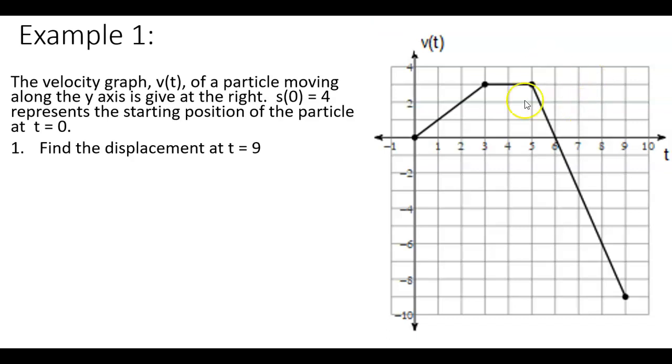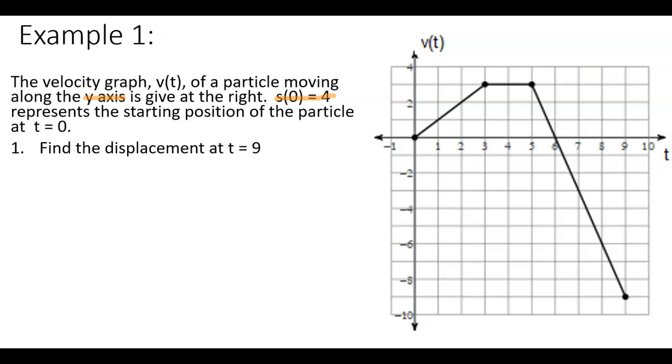I've given you guys a velocity graph over here at the right. You want to pay attention to what axis you're moving along. We're moving along the y-axis. I also tell you the starting point: at t equals 0, its position is 4. And now for question 1, I'm asking you guys to find the displacement of the particle.